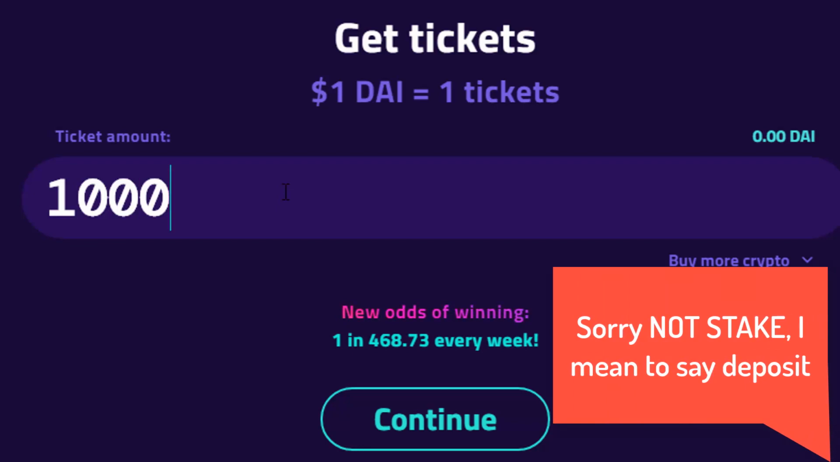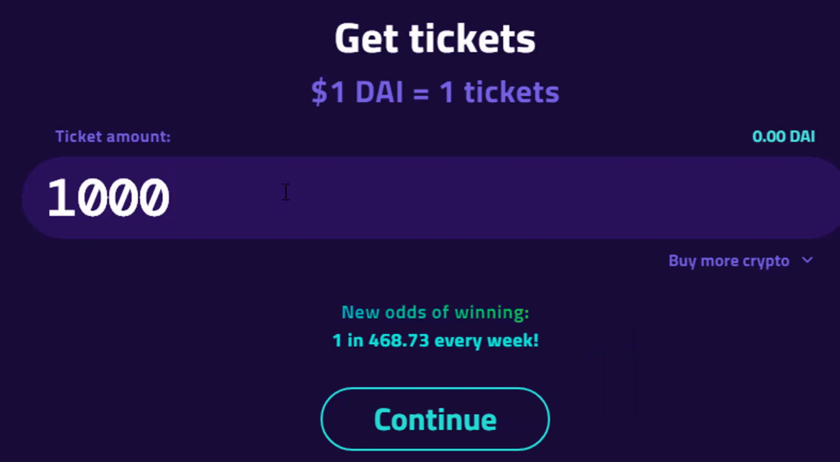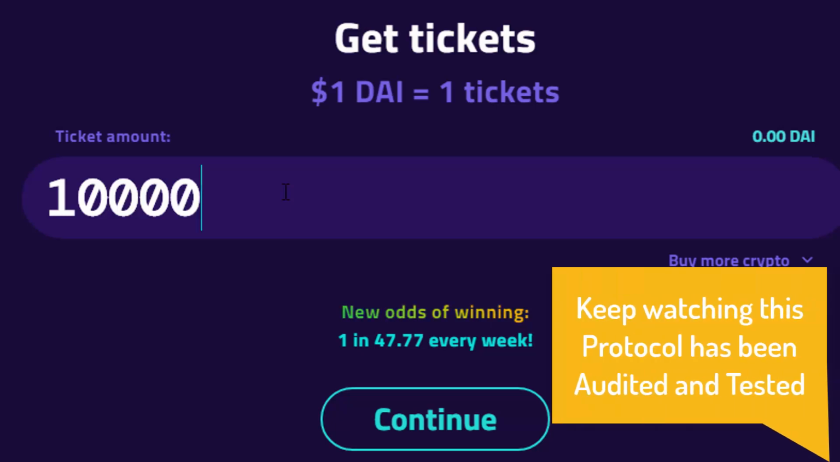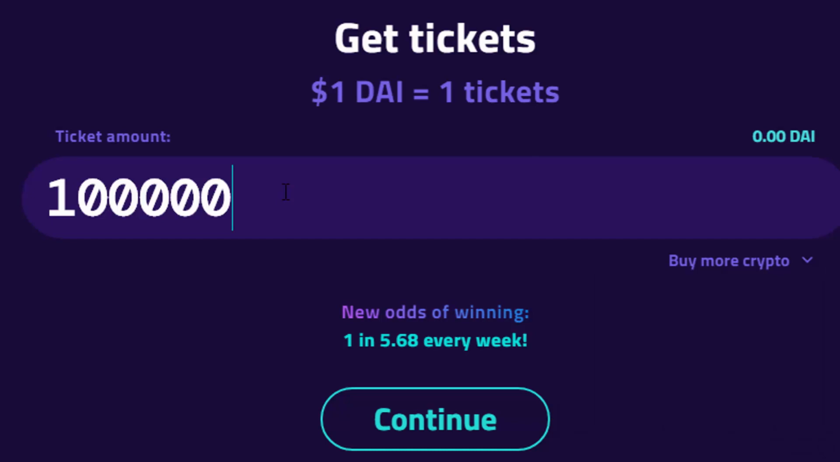there you go. See, now if I put 1,000 DAI in, I have 1 out of 468 chance of winning. If I put 10,000 DAI, I have a 1 in 47 chance of winning. And if I put 100,000 DAI, I have 1 out of 5 chances of winning. That's pretty cool. What if I put 1 million DAI in, I have still about a 1.47 chance of winning. Put 1 million DAI in and win 7 grand.